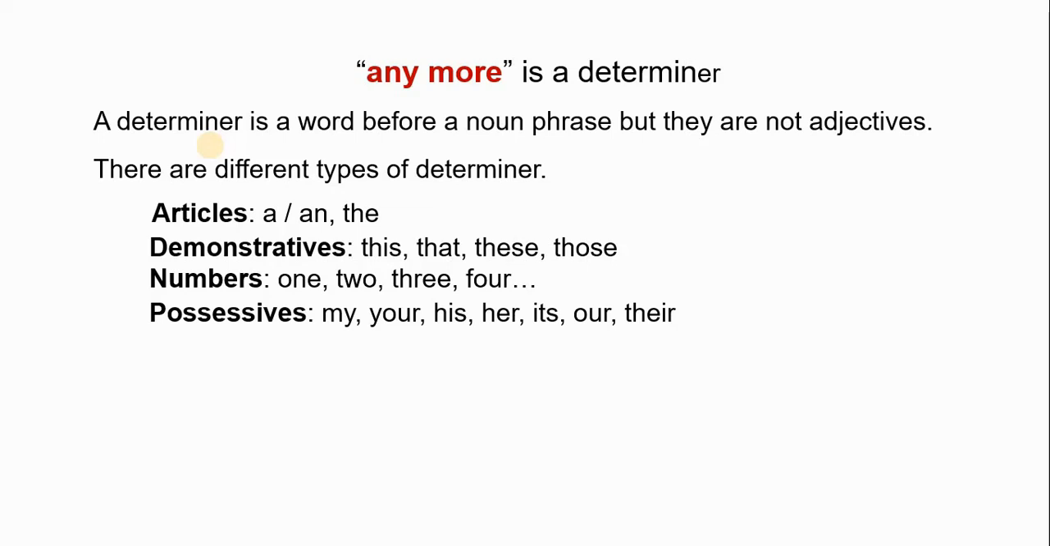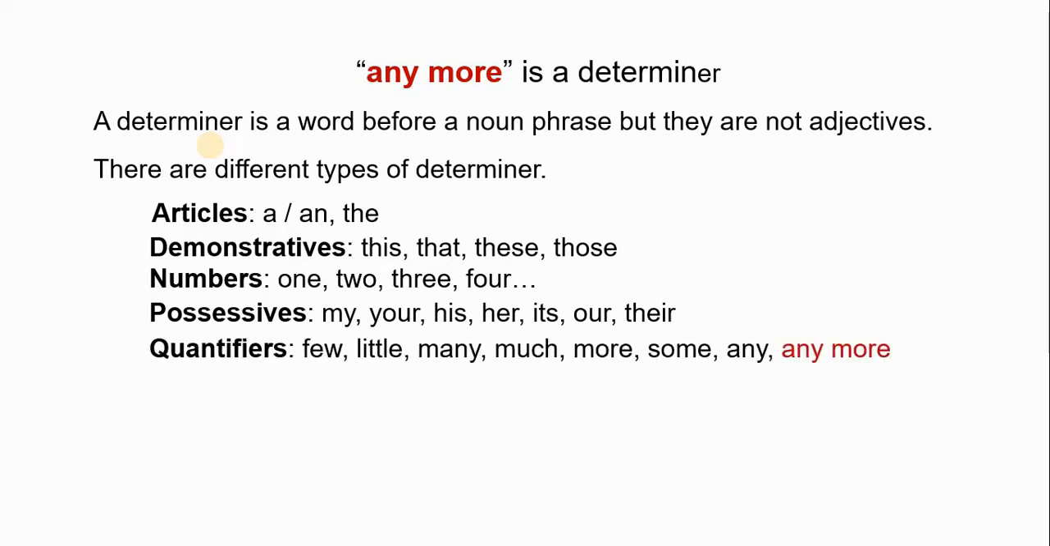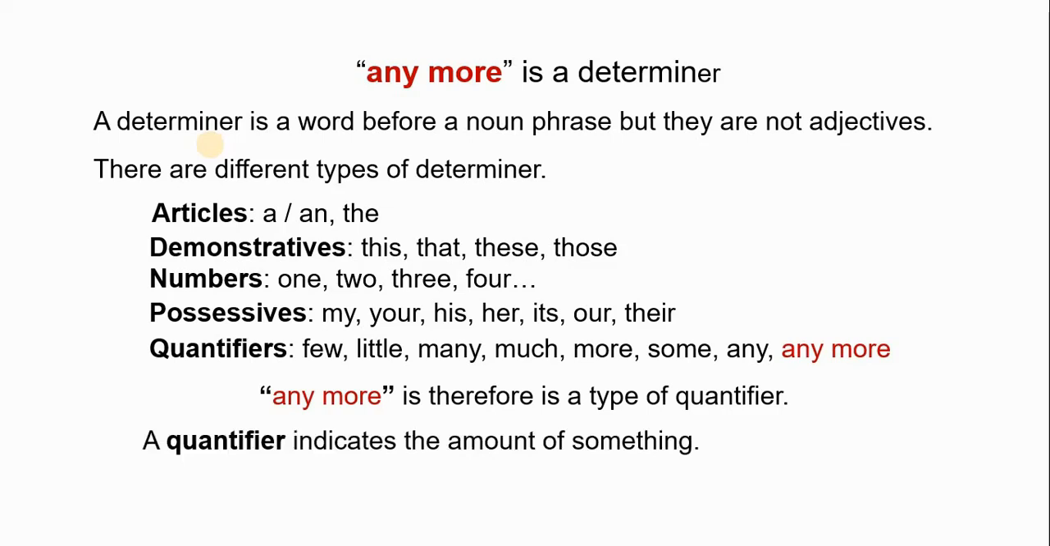Possessives, quantifiers. So therefore, anymore is a type of quantifier, and a quantifier indicates the quantity of something, the amount of something, how much or how many of something.